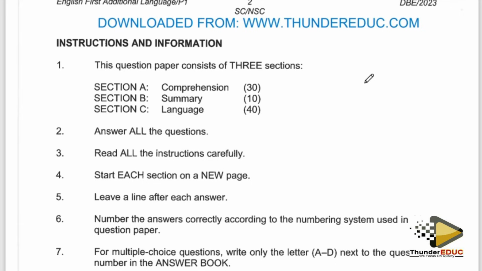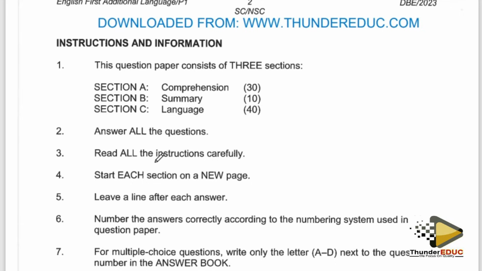We have 3 sections in our paper. We have comprehension passage, we have a summary, and we have language. Our section A is 30 marks. Our section B is 10 marks. And our section C is 40 marks. Those are our language components.